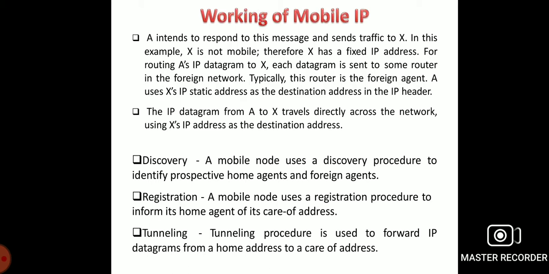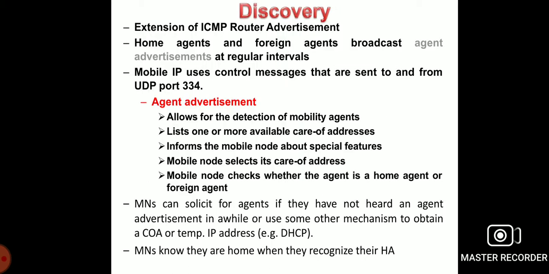The second one is registration. A mobile node uses a registration procedure to inform its home agent of its care-of address. And the third one is tunneling. The tunneling procedure is used to forward IP datagrams from a home address to a care-of address. Now we can discuss them one by one.